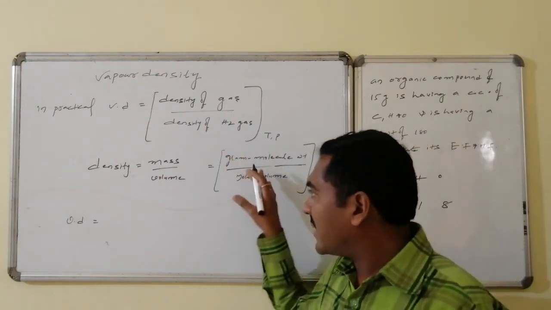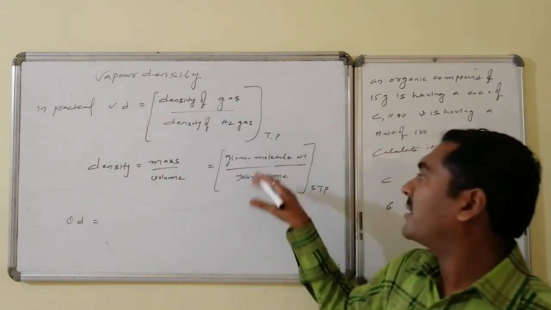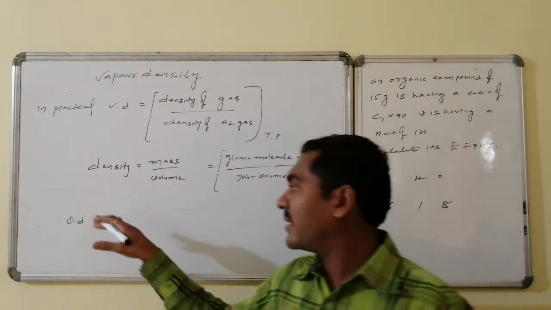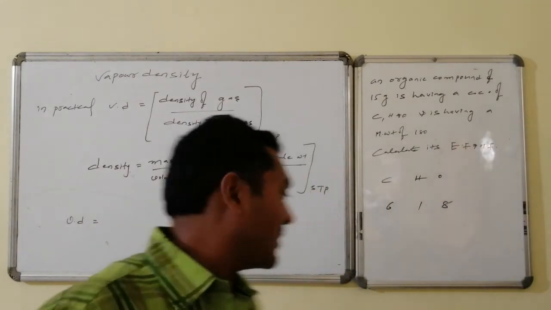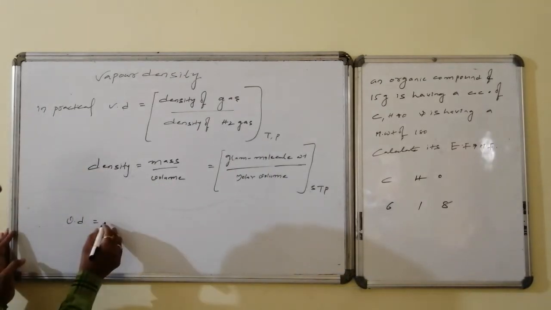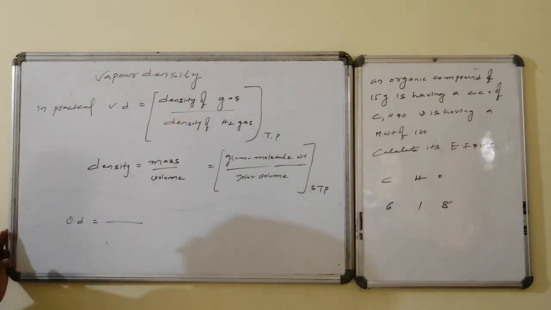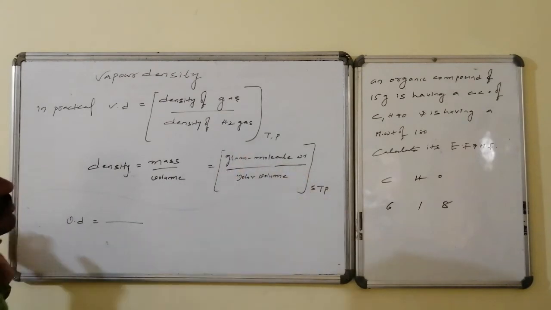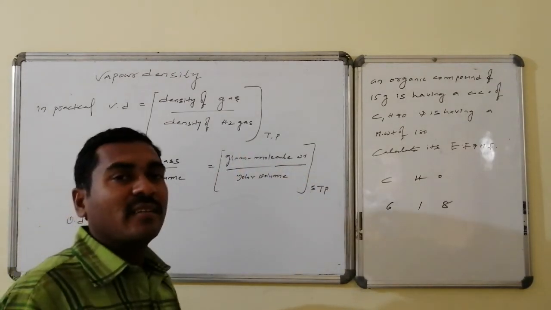If I apply the same logic of density related to molecular weight and molar volume for the other gas, then vapor density becomes equal to the density of gas by the density of hydrogen. The density of gas is given by the gram molecular weight of the gas divided by the molar volume.